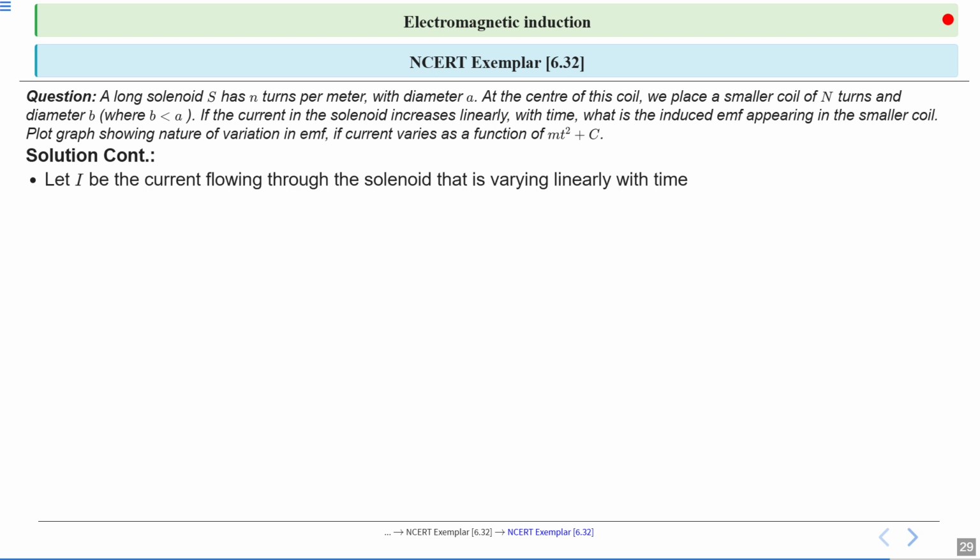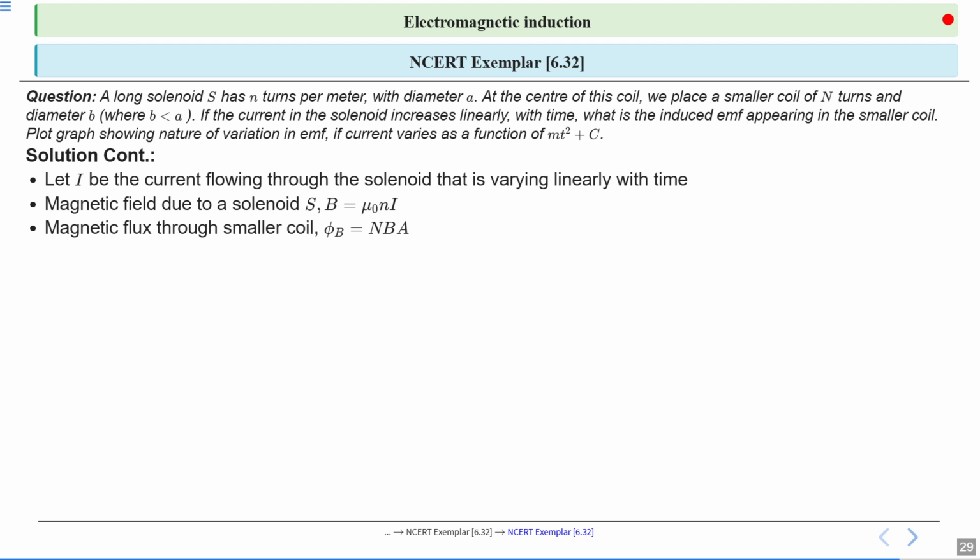Let I be the current flowing through the solenoid that is varying linearly with time. Now the magnetic field due to the solenoid S will be B equal to mu naught n I. So this is the magnetic field inside the solenoid. We have derived this relation before. I is the time varying current, so the magnetic field will also be time varying.